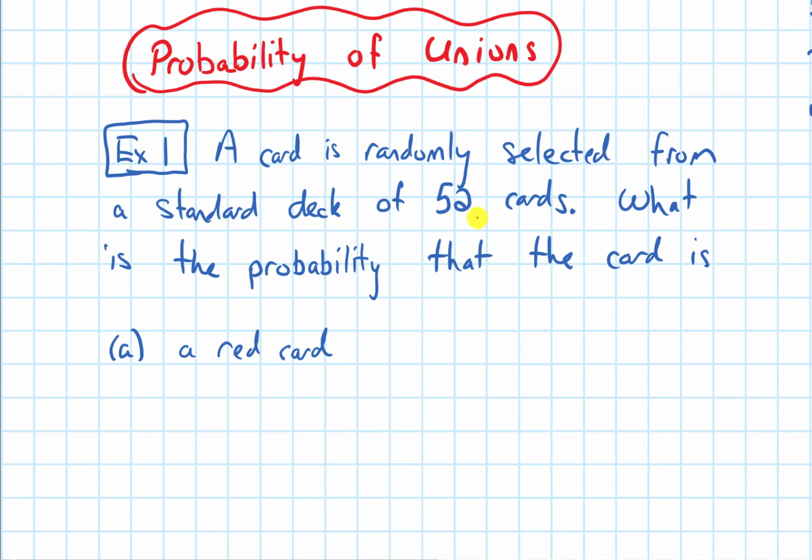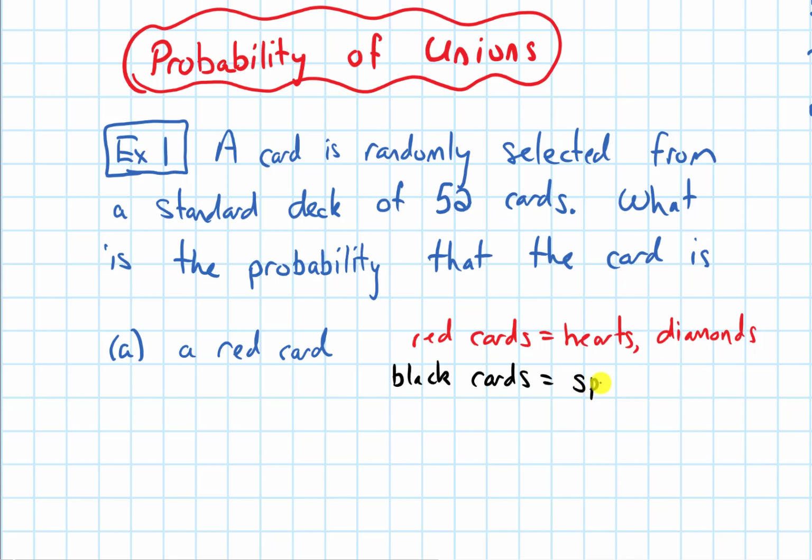So in a deck of 52 cards, the red cards are the hearts and the diamonds, so those two suits, whereas there are some black cards, and the black cards are the spades and the clubs. So we are trying to compute the probability of a red card. So I'm just going to write probability of red.